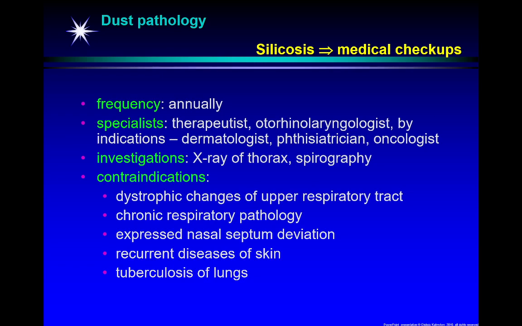The obligatory investigations include X-ray of chest, spirography, and spirometry, of course, and contraindications of further work in contact with silicon dioxide include revealed dystrophic changes of respiratory organs, chronic respiratory pathology, any kind of it, expressed nasal septum deviation, recurrent because of disturbance of nasal breathing, and this person tries to breathe by mouth, and a bigger amount of dust enters the respiratory organs. The recurrent disease of skin, because in these conditions there is a high risk of skin infection. And of course, tuberculosis of lungs is a significant limitation factor to work in contact with silicon dioxide.